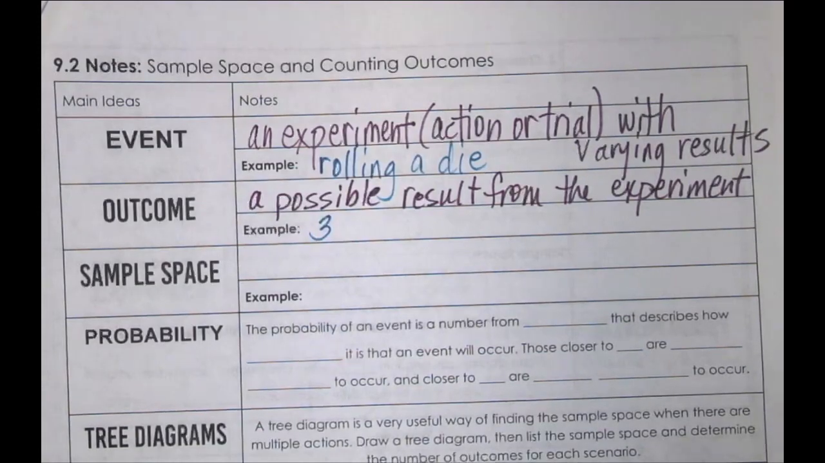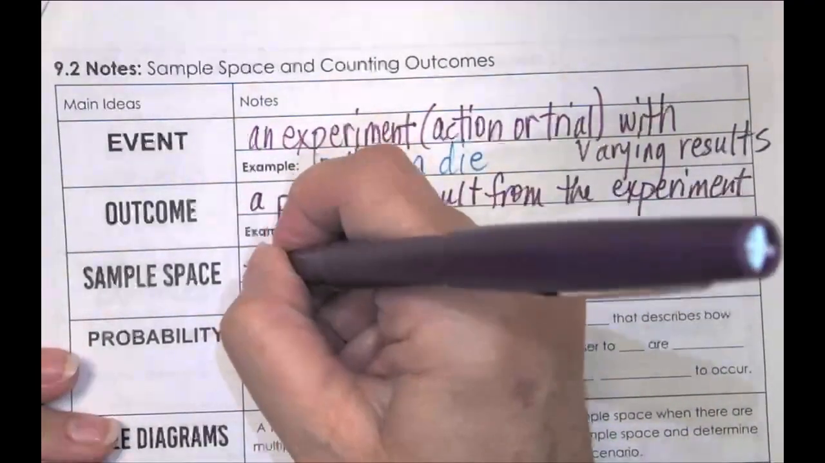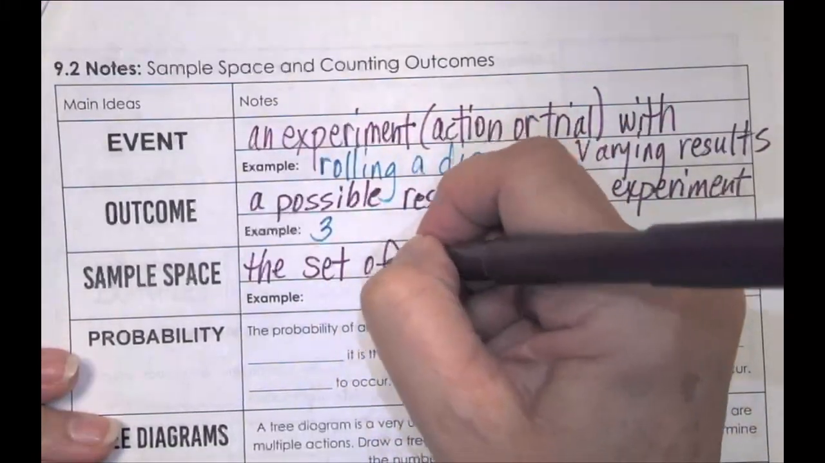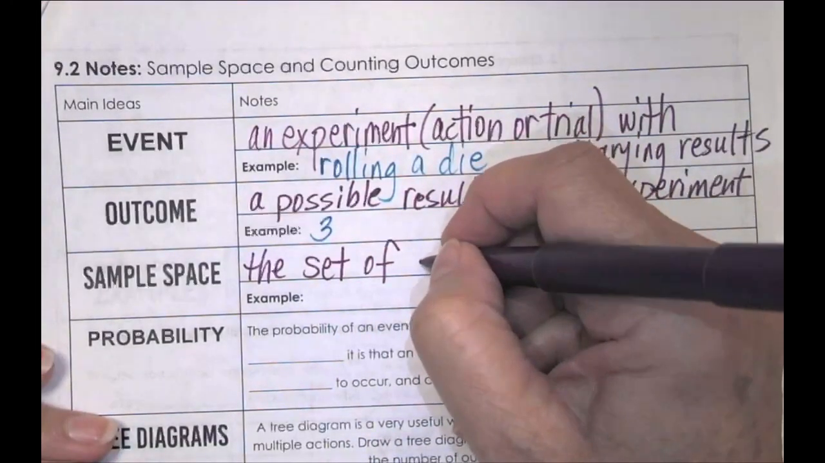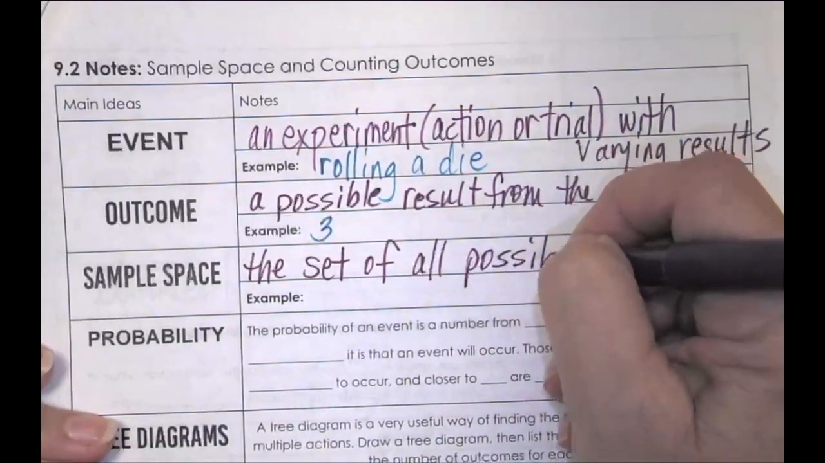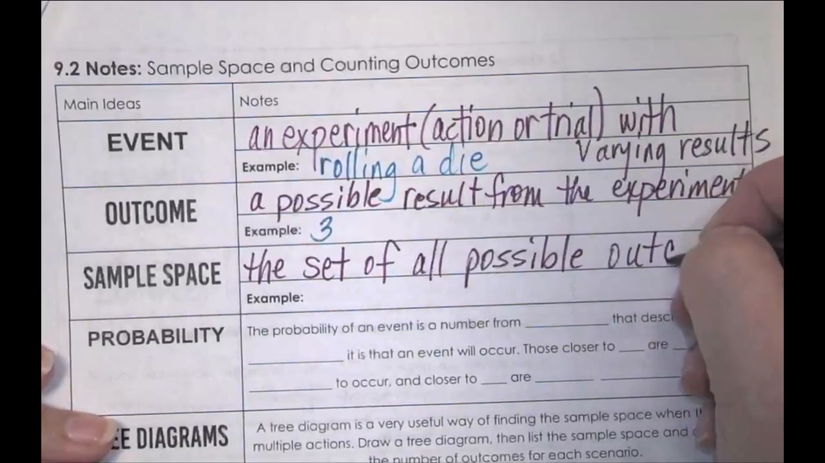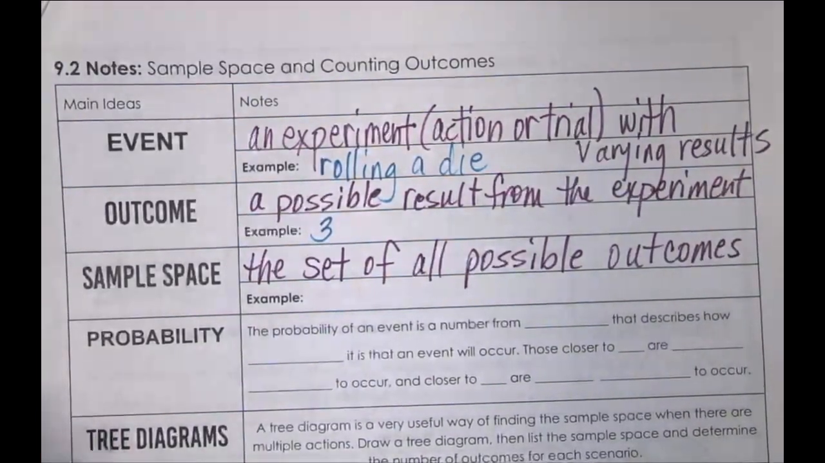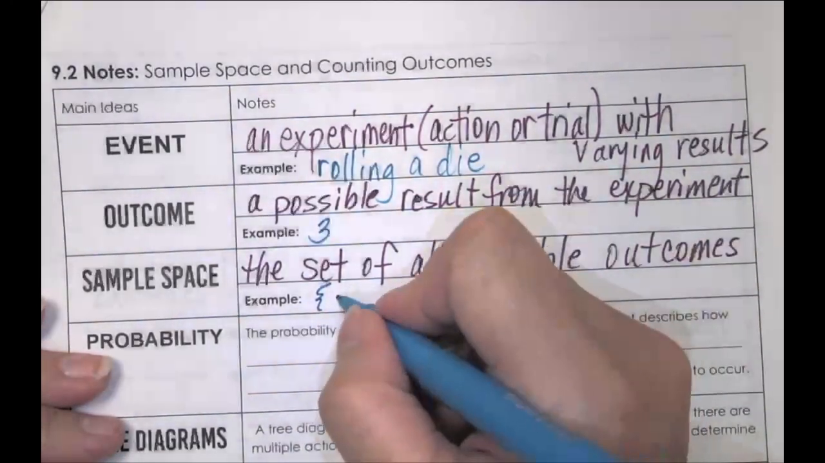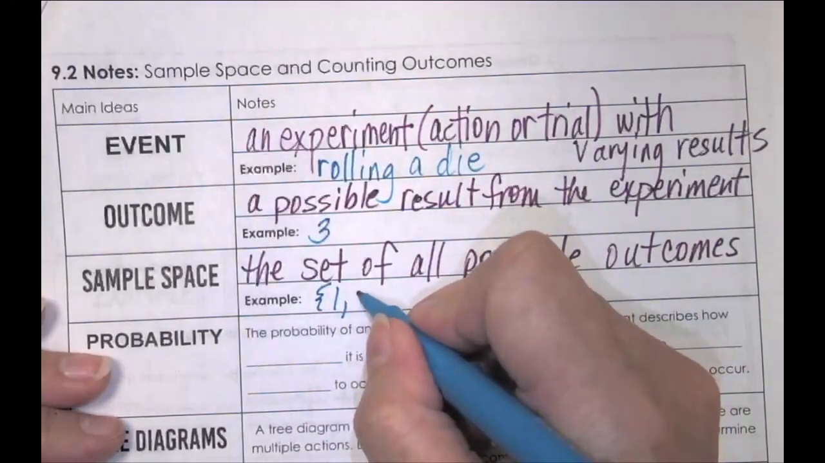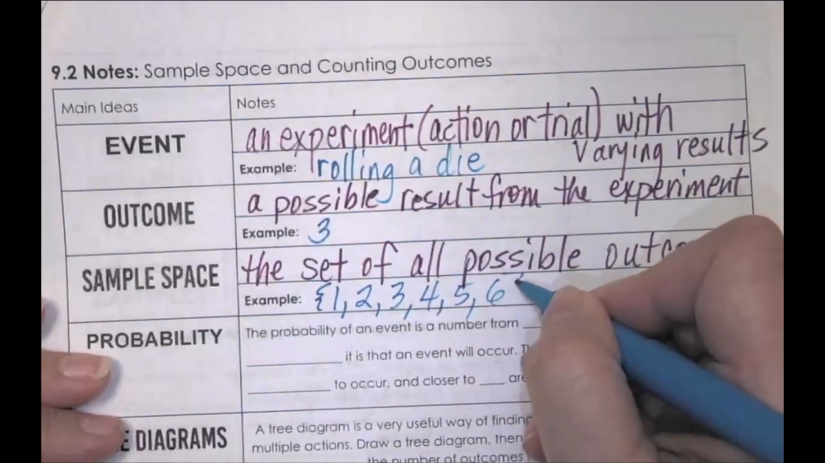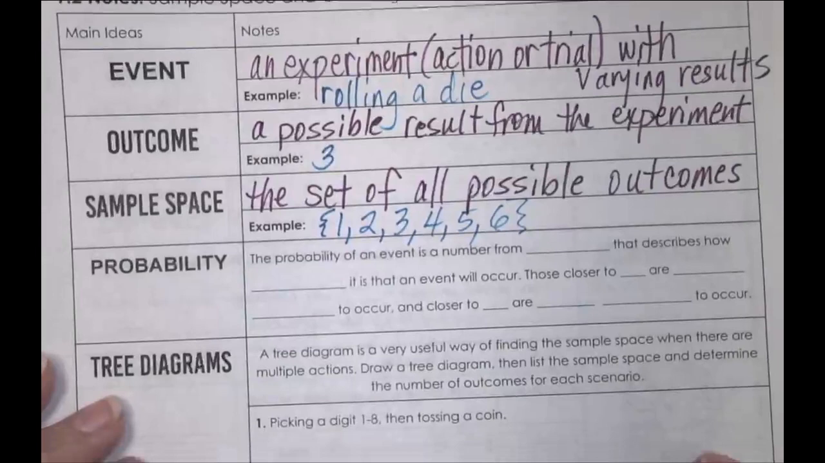But your sample space, remember we talked about sets yesterday and what was in a set. Sample space is the set of all possible outcomes. So remember, we list them in these braces, and I already said the options were to land on a 1, 2, 3, 4, 5, or 6. That's your sample space. That's your set of all possible outcomes.